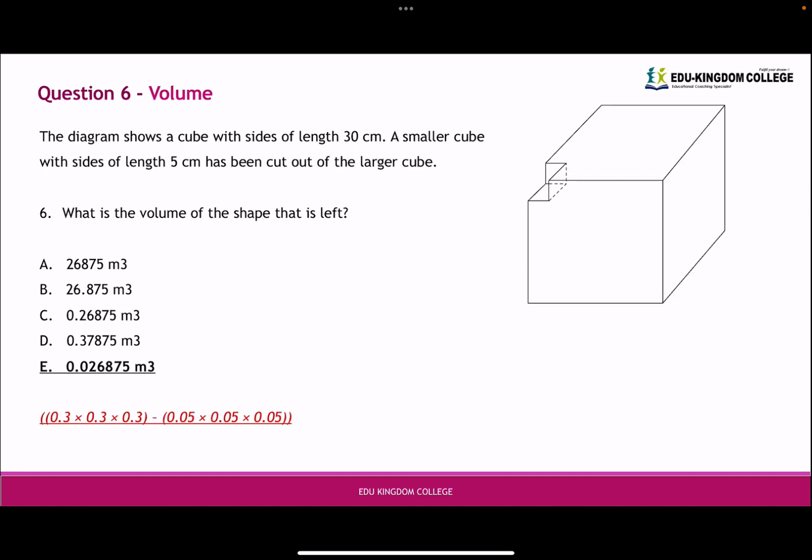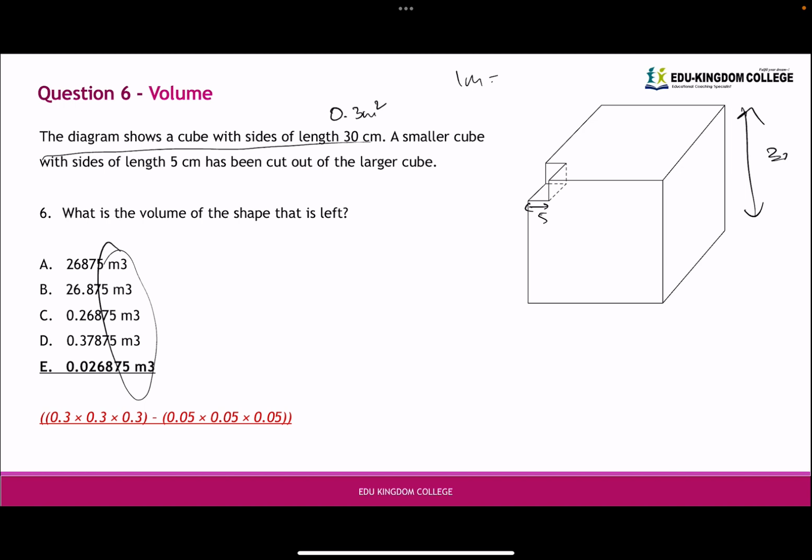Question 6 is a volume question. So we have the working out down here. The diagram shows a cube. It's got side length 30. And then we have a little cube taken out with side length 5. So instead of giving the answer to us in centimeters cubed, they've given it to us in meters cubed. So we're going to convert everything to meters cubed first. So this is 0.3 meters.